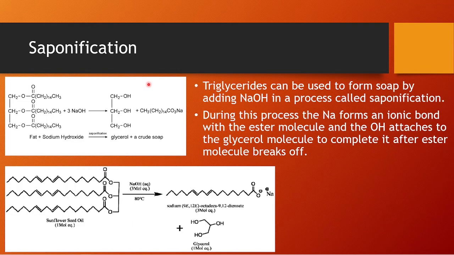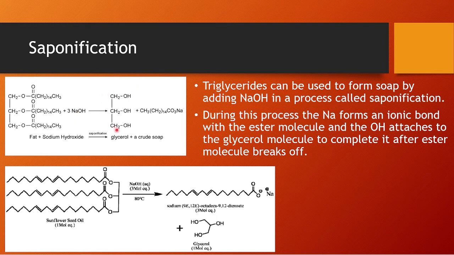And saponification, this one is specifically mentioned, and I do know there was one question in one of the exams put out about saponification. So triglycerides can be used to form soap by adding sodium hydroxide or some sort of strong base, in a process called saponification. During this process, the cation from your strong base, in this case sodium, forms an ionic bond with the fatty acid chain, and the OH attaches to the glycerol molecule to complete it after the ester bond breaks off.